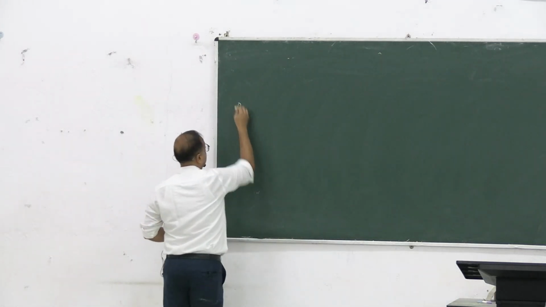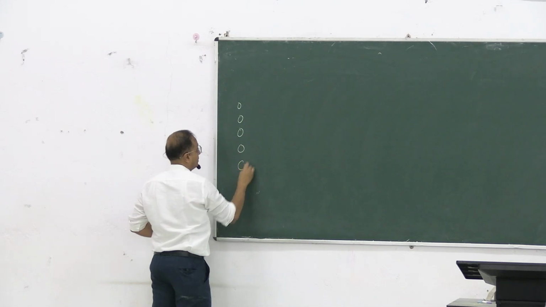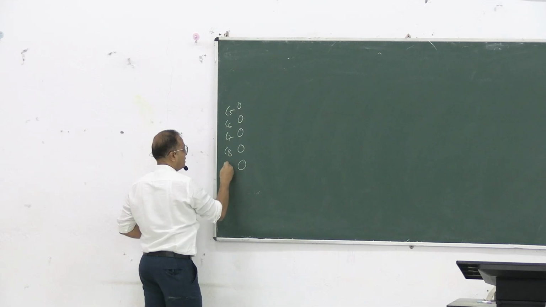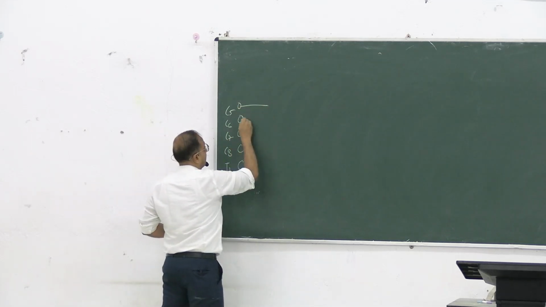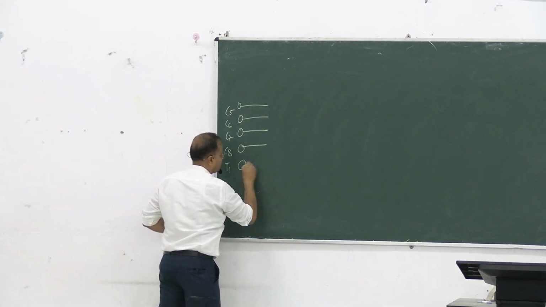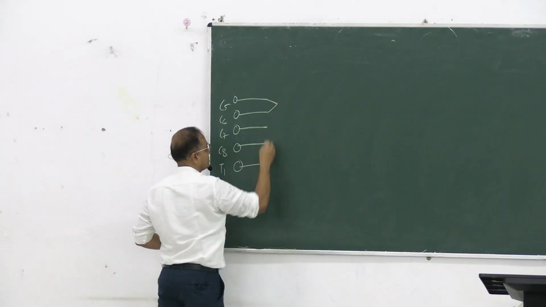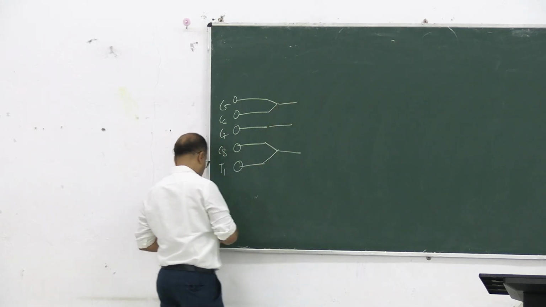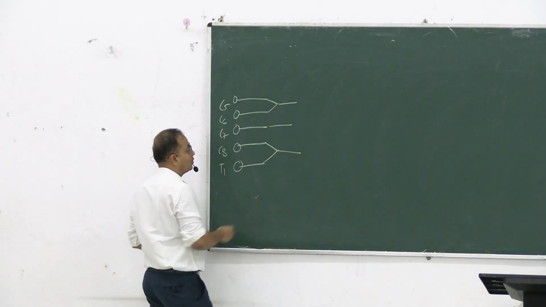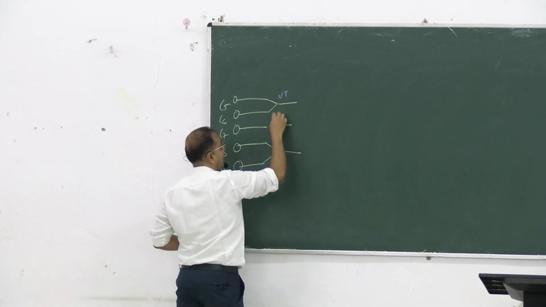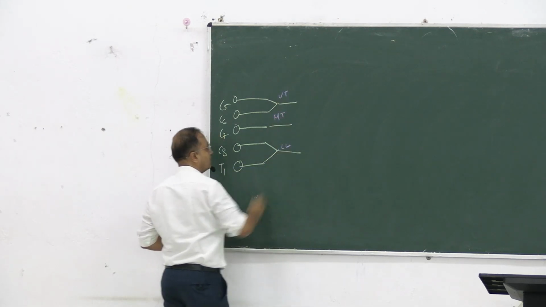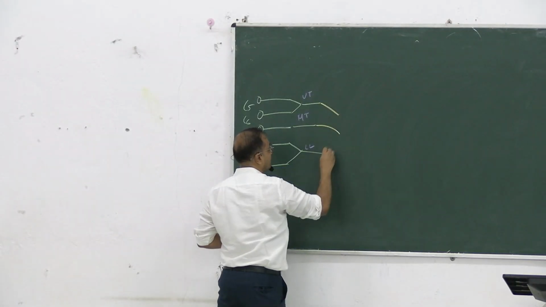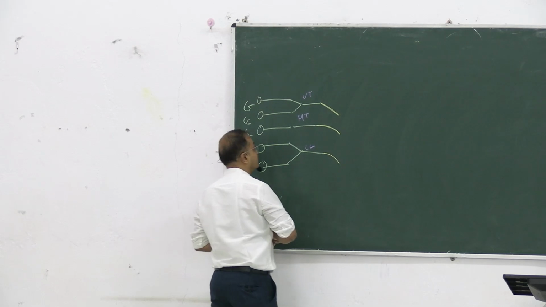So once again, C5, C6, C7, C8, T1. Now the upper two unite, the lower two unite, and make the trunks. We call them upper trunk, middle trunk, lower trunk. So UT, MT, LT. The trunks have branches. We call them divisions: posterior division, anterior division.